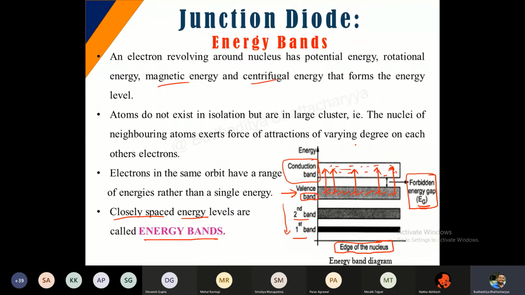Okay. So this is the first half. So we have done the valence electron part. Now we understood what an energy band is as well, and how the energy bands are associated.